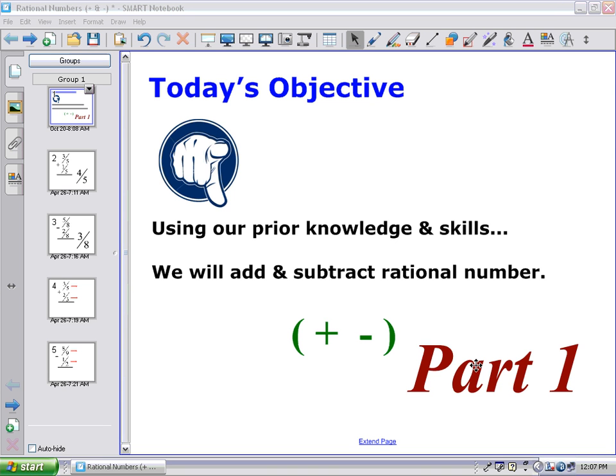Today, rational numbers, we are going to add and subtract them. Now, this is only going to be part one. I'm going to include future parts to this as the rational numbers become a little bit more difficult, mixed values as well as whole values. Today is just the basics.